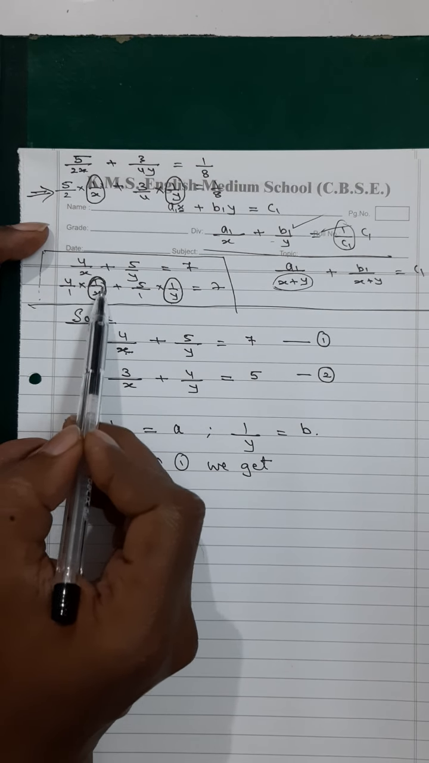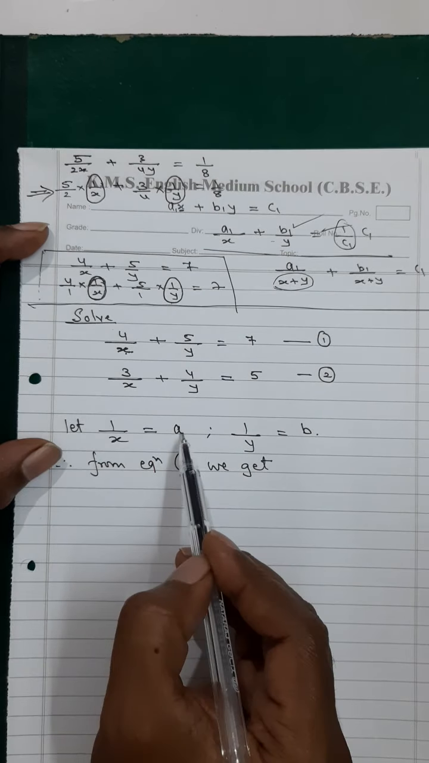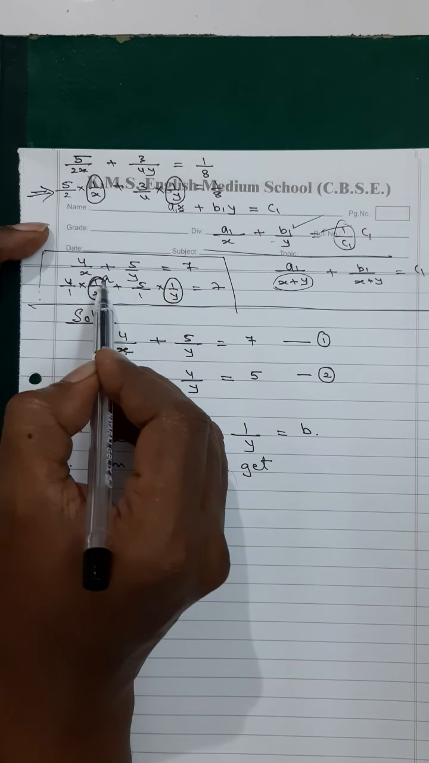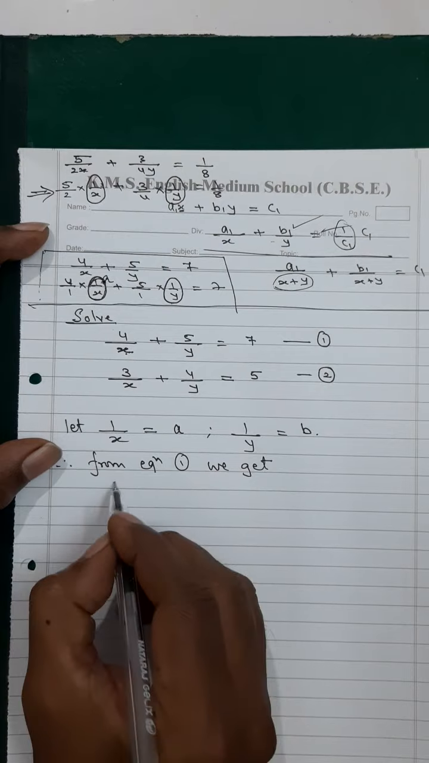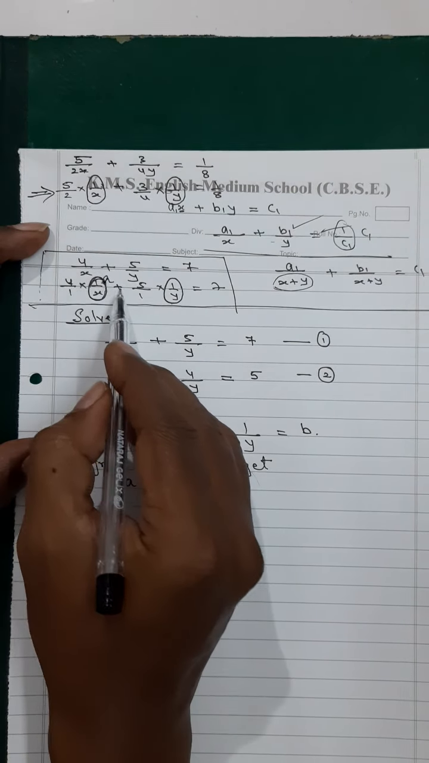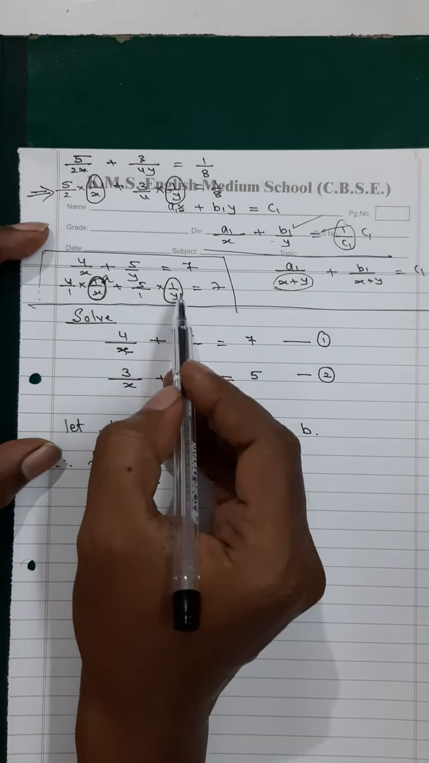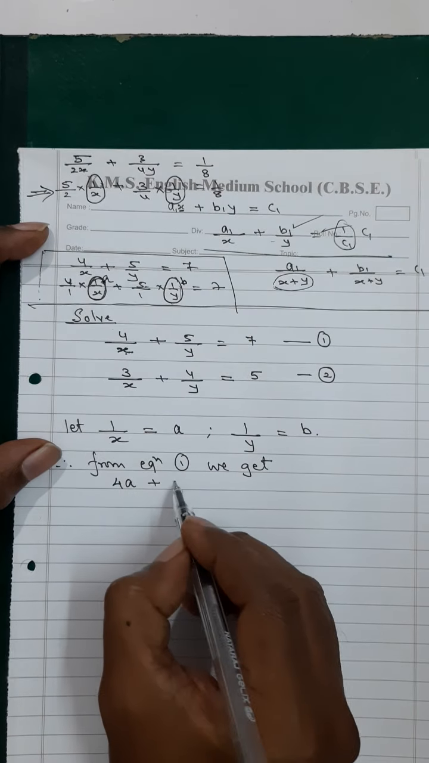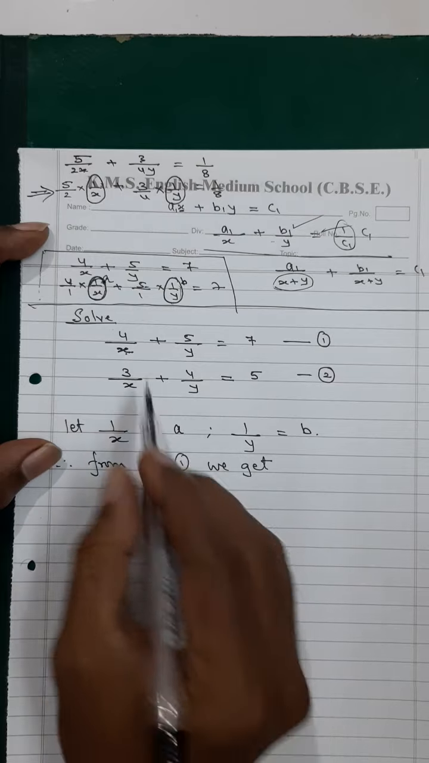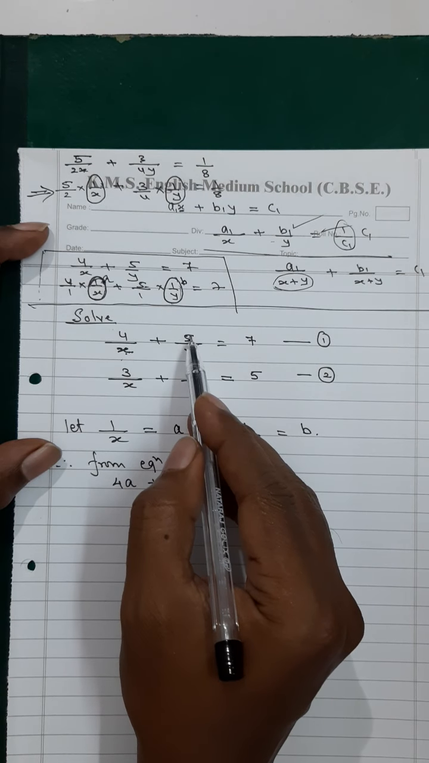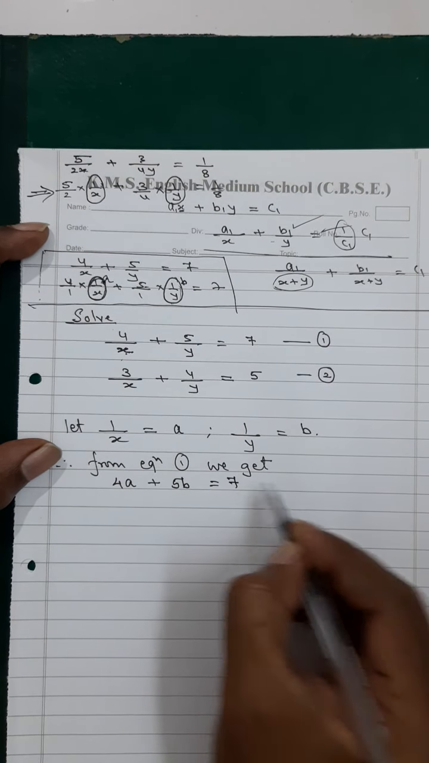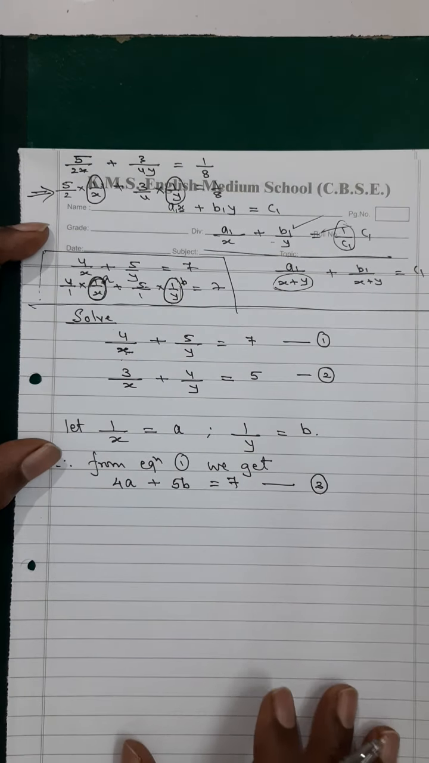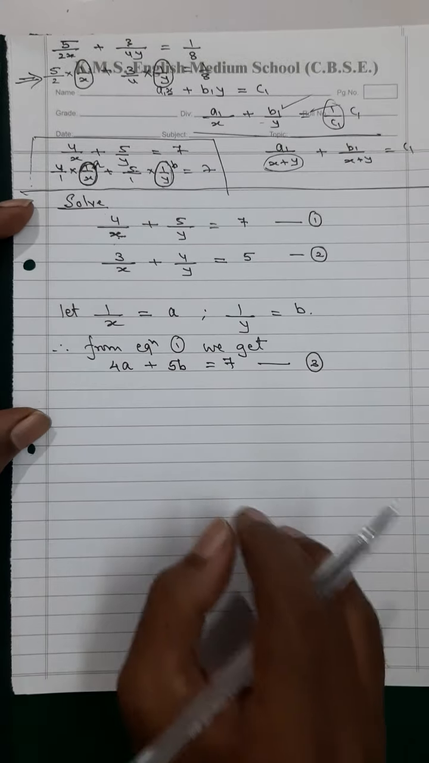4 is multiplying with 1 upon x, and 1 upon x is going to be your a. So in place of 1 upon x, you will write a. So it will become 4a. This will become 4a plus, in place of 1 upon y, you will write b. So this will become 5b. Are you getting 4a plus 5b is equal to 7? This will be your new linear equation in linear simultaneous equation.